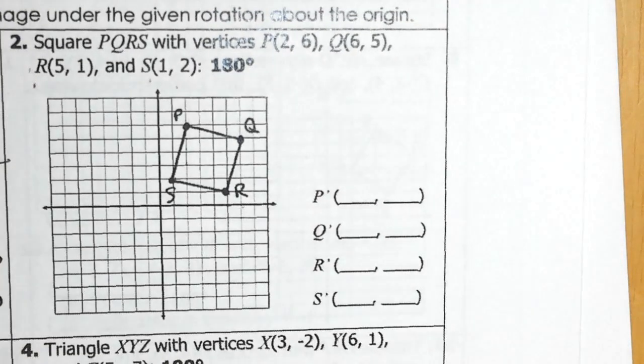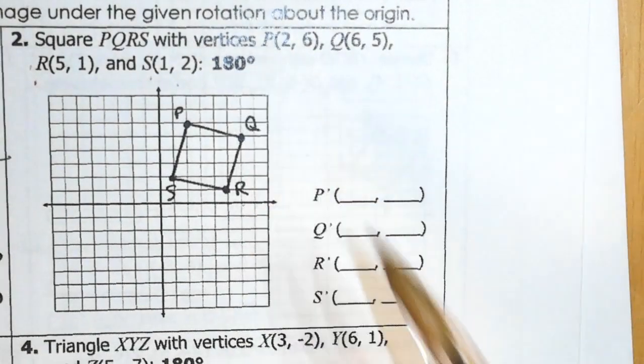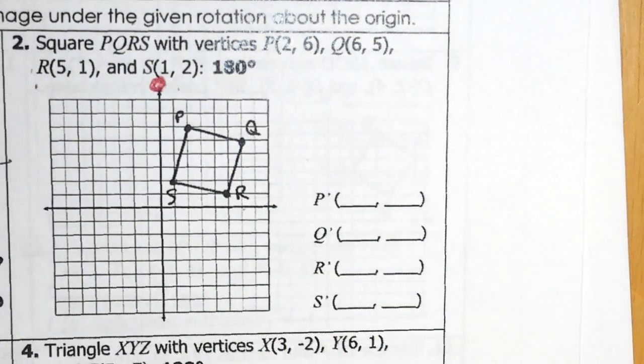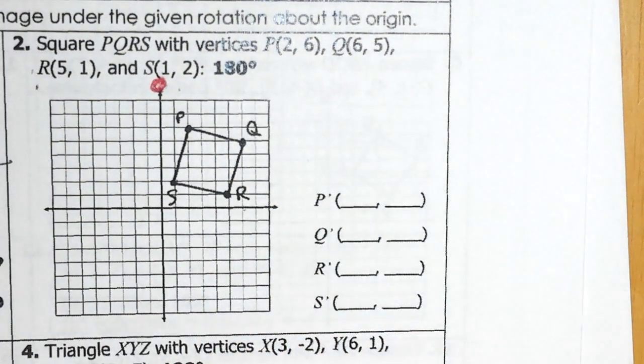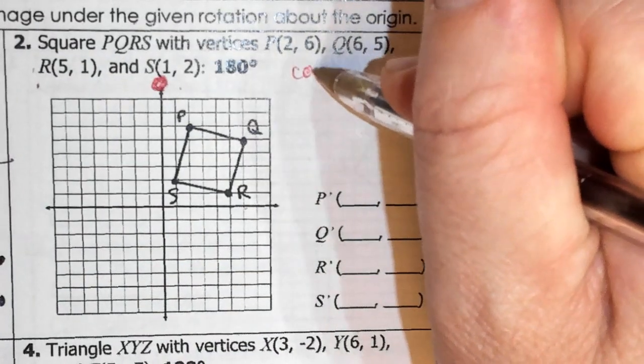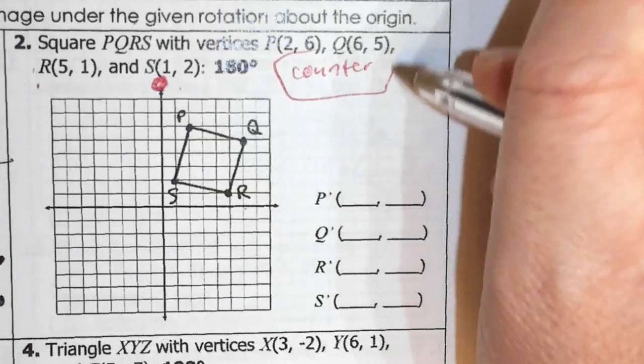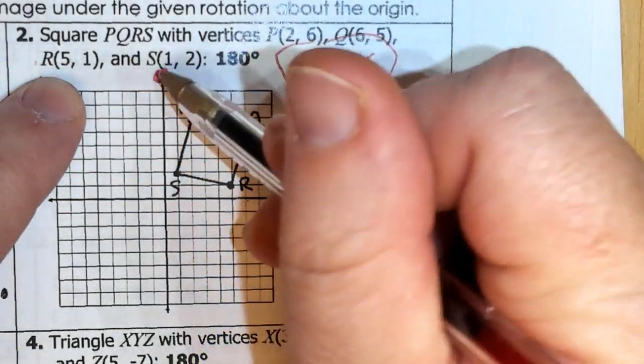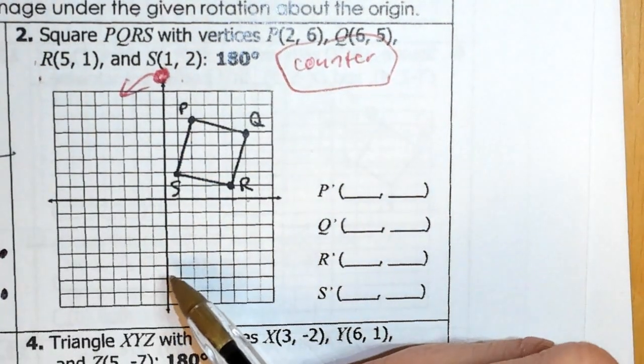Number 2, they said to rotate 180 degrees. So the awesome thing about 180, they didn't tell me which way to go. Did they say clockwise or counter? They did not say. So you automatically go counter. But the good thing about 180 is it doesn't matter which way you go, you're still going to end up in the same spot.